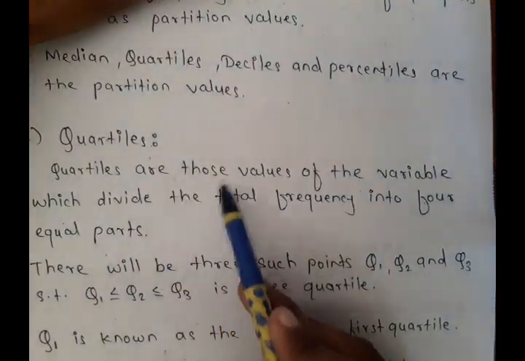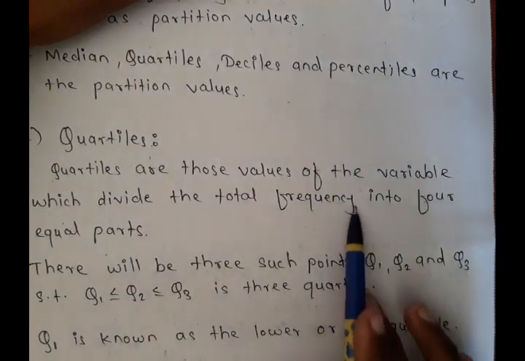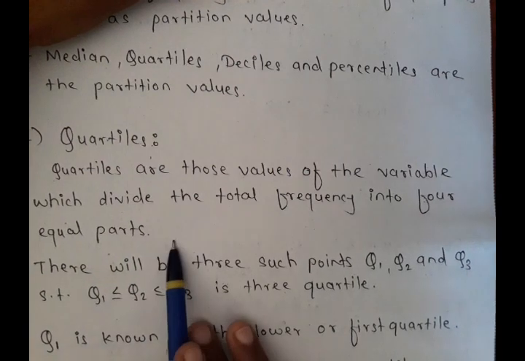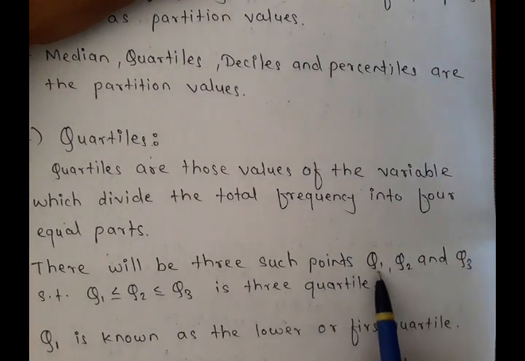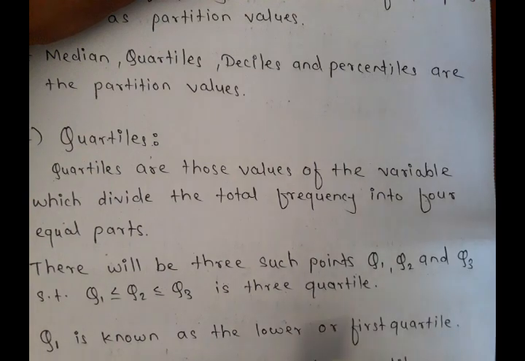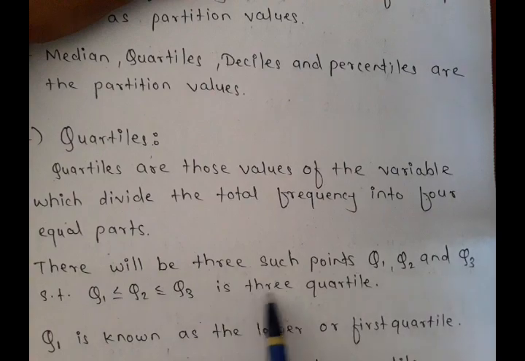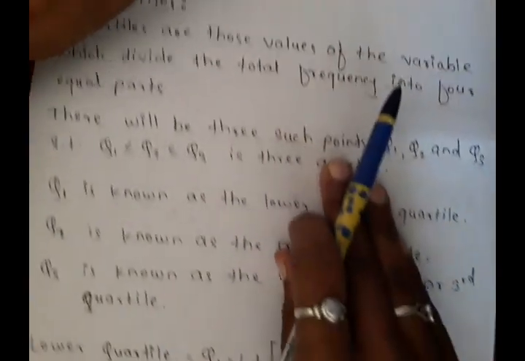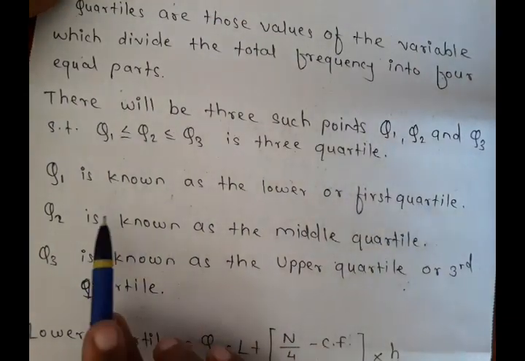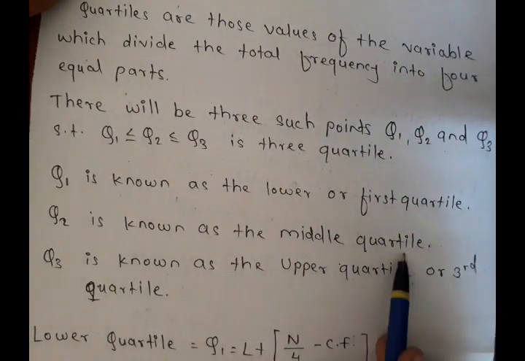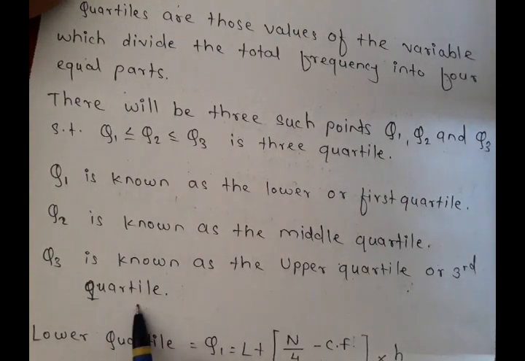Quartiles are those values of the variable which divide the total frequency into four equal parts. There will be three such points, Q1, Q2 and Q3, such that Q1 ≤ Q2 ≤ Q3. Q1 is known as the lower or first quartile, Q2 is known as the middle quartile, and Q3 is known as upper quartile or third quartile.